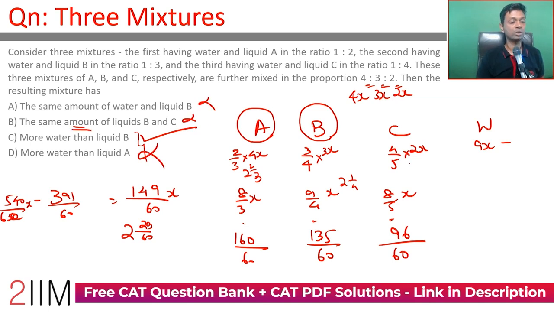We're looking at choice C. The A and B are not true, clearly. Same amount of water and liquid B, not true. Same amounts of B and C, not true. More water than liquid B, that is true. Less than liquid A, so this is not true.